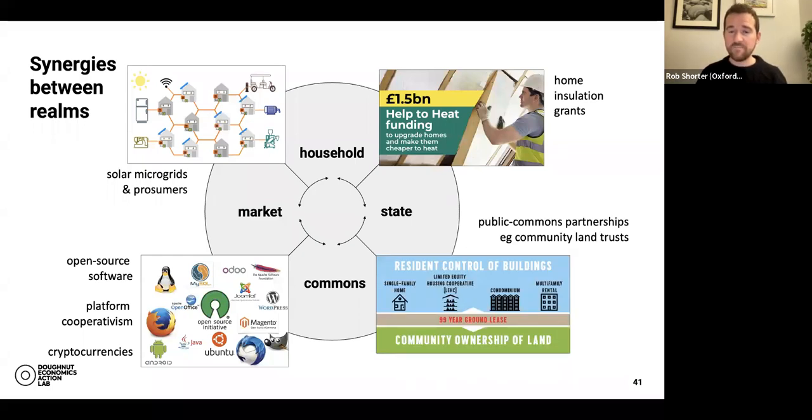The state and the commons, so this is the public-commons partnerships that I just mentioned, which is why the slide came to mind. But there are community land trusts being another example, so legal structures that put land into community ownership in perpetuity. And so there are different ways in which we can understand these four realms of provisioning and understand the different ways in which they can work together. So I just wanted to show this as another economic idea. I rarely show that because there's so much to cover in 30 minutes, but I just thought that was useful.